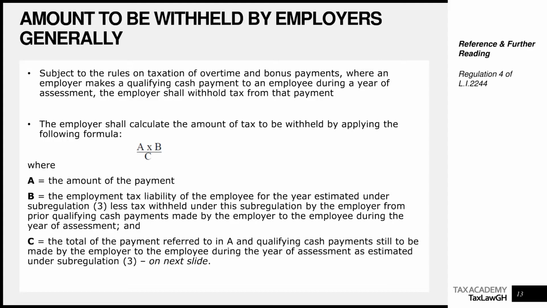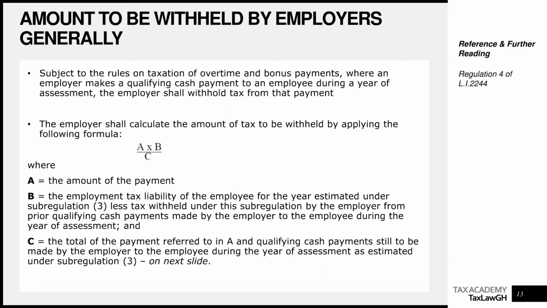This formula you see on the screen is not something you must know per se. It's just nice to know. It's in the Income Tax Regulations, Regulation 4 of the LI 2244. What it says is, subject to the rules of taxation of overtime and bonus payments, which we'll look at very soon, when an employer makes a qualifying cash payment to an employee during a year, the employer is required to withhold tax. We've already established that.